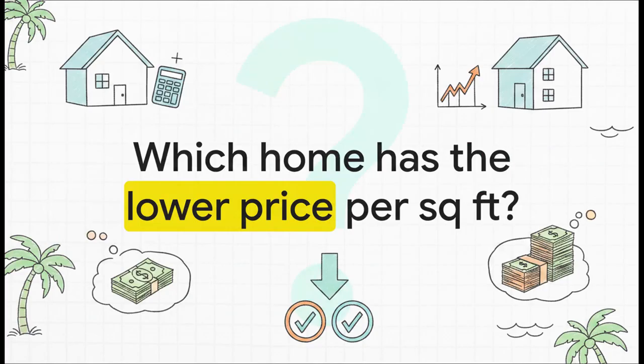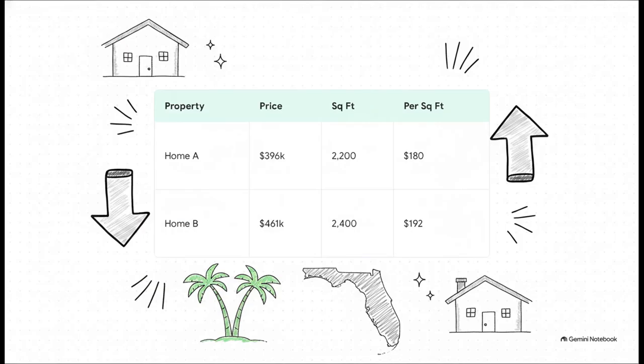Moving on, question 2 is a highly practical real-world comparison. Between these two homes, Home A at 2,200 square feet for $396,000 and Home B at 2,400 square feet for $460,800, which one actually offers the better value per square foot? Looking at the numbers here, a higher total overall price doesn't automatically mean a higher cost per square foot, even though a lot of people just assume it does.